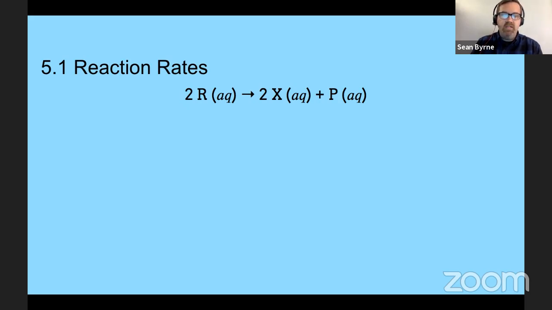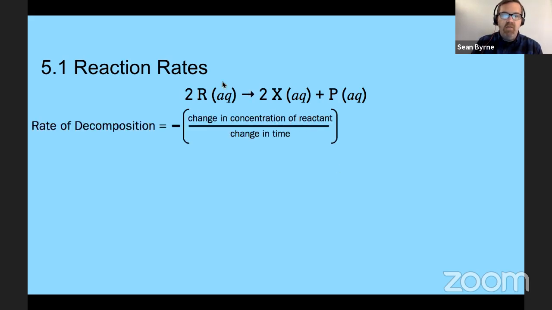What we can say is that we could look at how the concentration of this reactant changes as a function of time. And we would call that the rate of decomposition. So how is this decomposing? How is this breaking down in order to make our products over here? And we'd say the rate of decomposition is negative because it's decomposing. We're losing reactants. Change in concentration of reactants over change in time, which we would simplify that way. And we could write with our deltas over here, delta R over delta T. So delta R concentration over delta T.